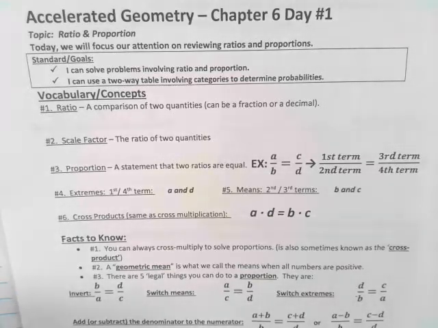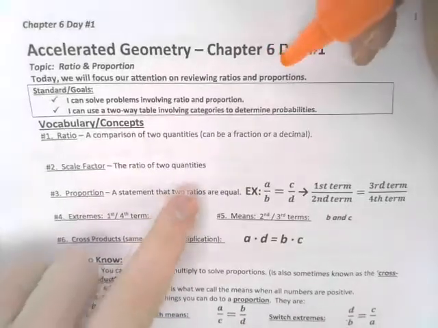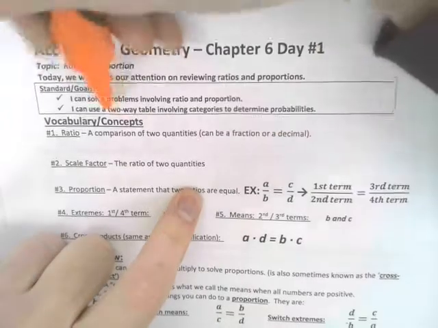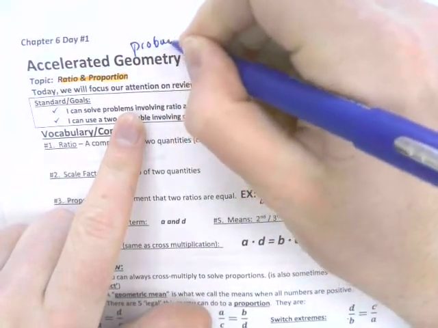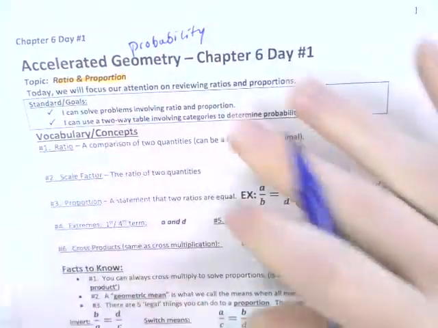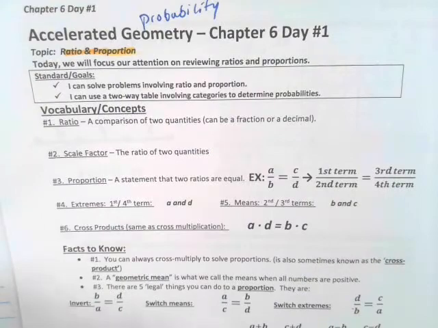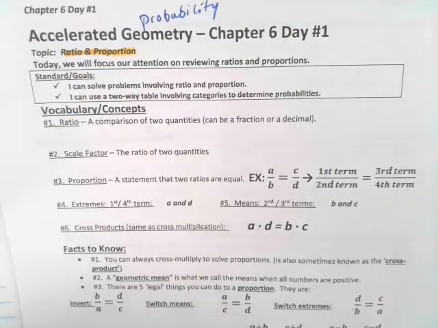So we have made it halfway through the year, guys. We made it to our 6th chapter. And this chapter takes a bit of a detour more into probability and things of that nature. You can see we're going to be discussing ratio and proportions.